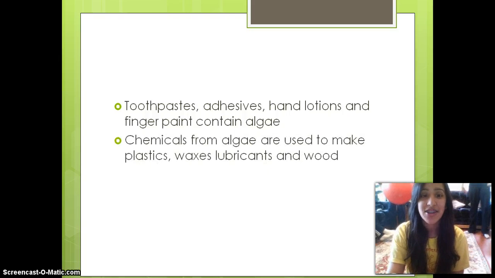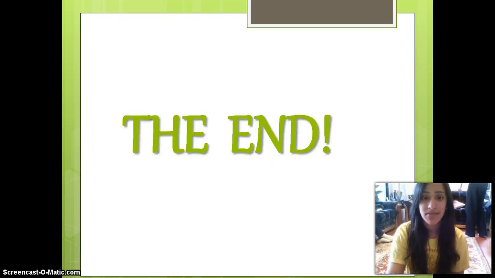Chemicals from algae are used to make plastic, wax lubricants, and wood.